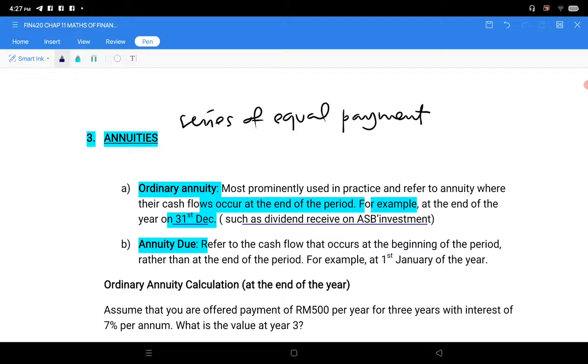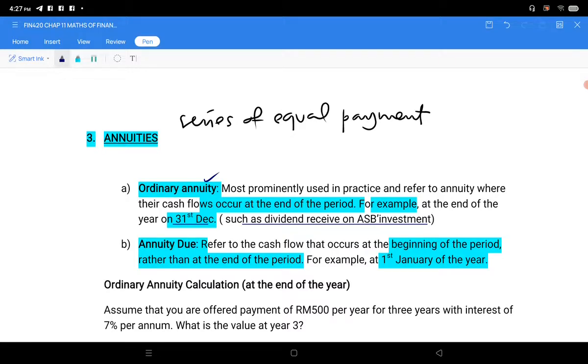But saya nak tunjuk, kalaulah dia terima dividend tu by the end of the 31st December, dan amount tu sama setiap tahun, itu adalah ordinary annuity. Contradict to annuity due, of course dia kontra, kan? So kalau annuity due, normally the payment that they should be receiving is actually at the beginning of the period lah, pada permulaan awal tahun. Okay, let's say 1st January of the year. Contoh. So bila kita draw timeline, dia tak sama.